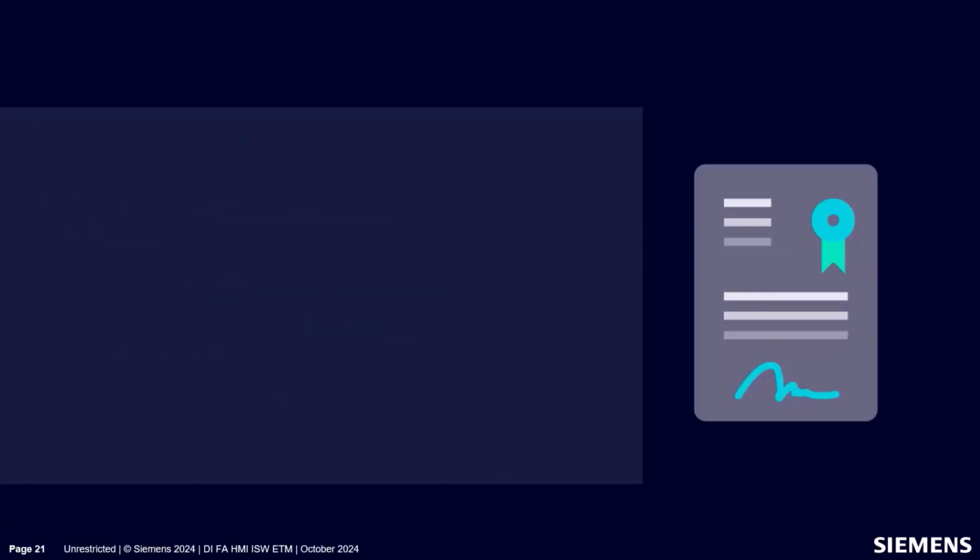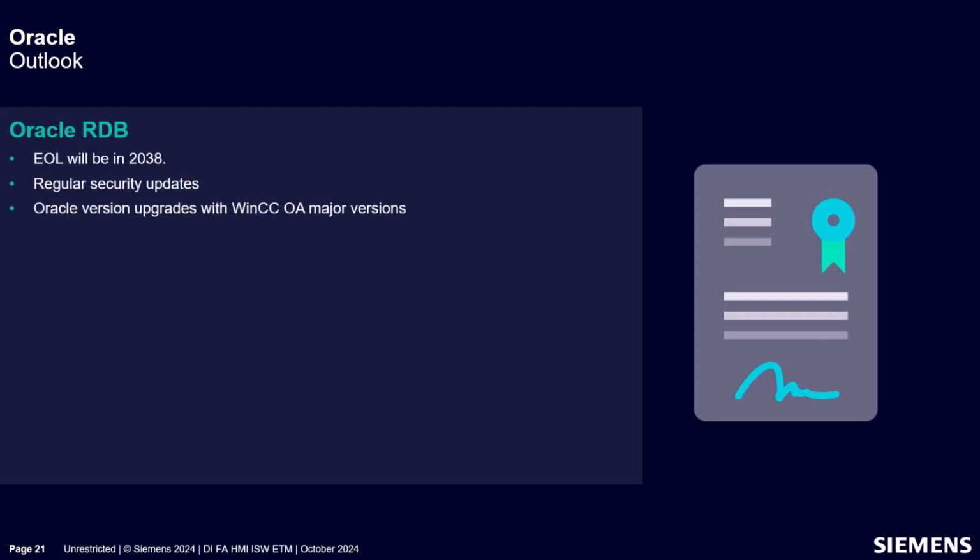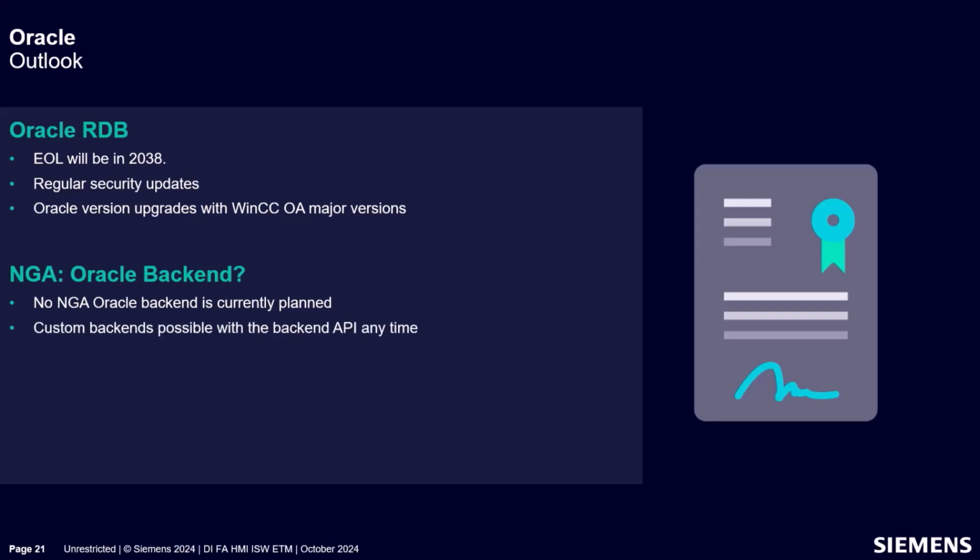What is the outlook for Oracle? If you want to use Oracle as archiving backend, the RDB option is available. Please keep in mind that the end of life will be in 2038. Security updates will happen regularly, and Oracle version upgrades will be aligned with WinCC OA major versions. What about Oracle as NGA backend? Currently, there is no NGA Oracle backend planned, as the number of supported NGA backend types should be kept low. In general, we only expect very few new Oracle installations per year. Custom backends can be developed using the backend API anytime. Customers can continue to rely on and trust RDB for Oracle archiving.